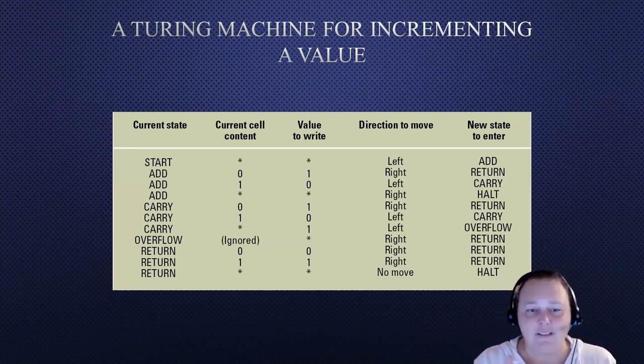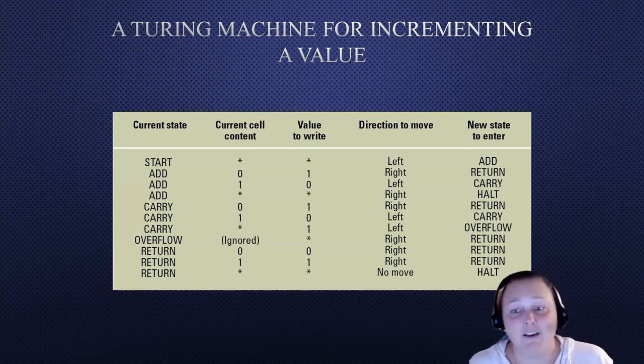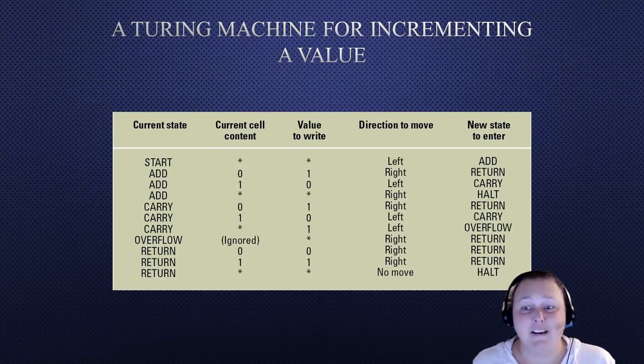So you can see how it works. The current cell has a 0. You're going to write a 1 to it. You move back to the right. The new state to enter is a return. So we're going to go back to where we started from, so that's going to go back to an add.